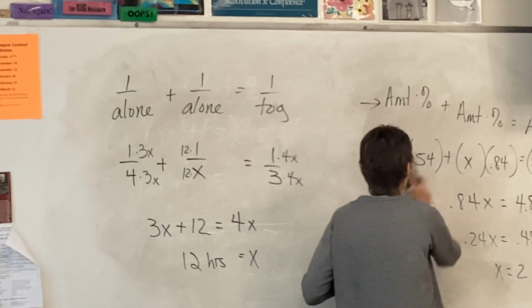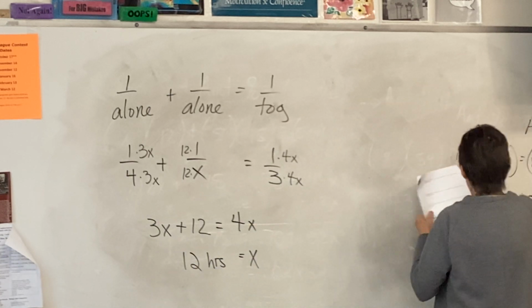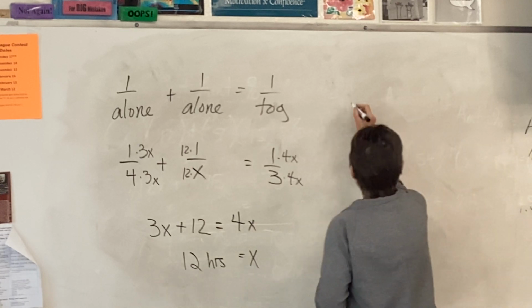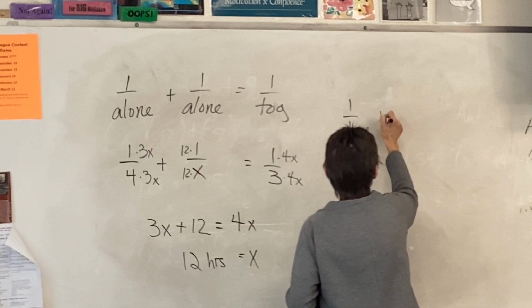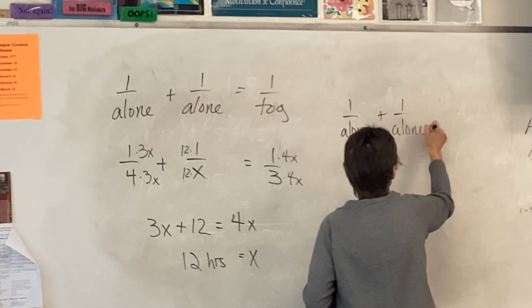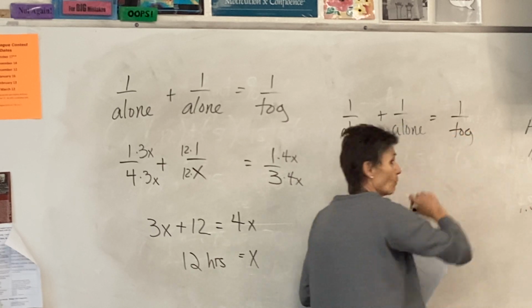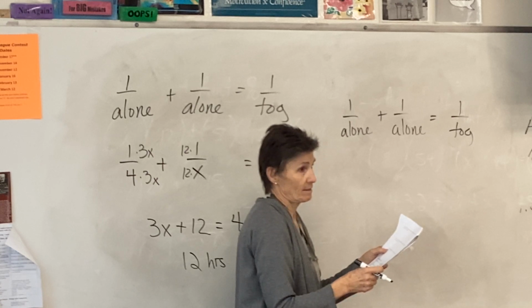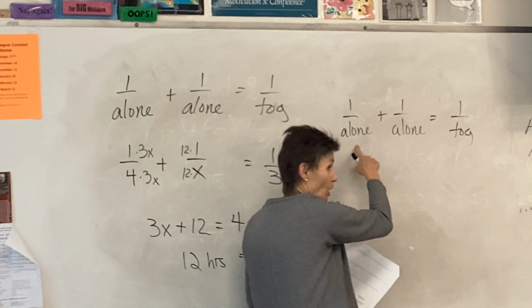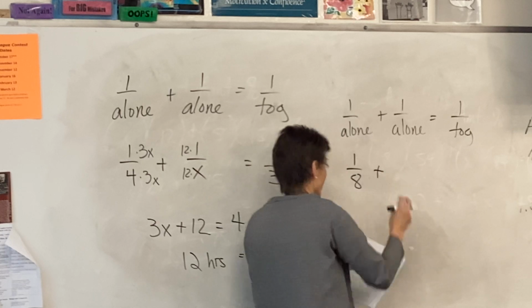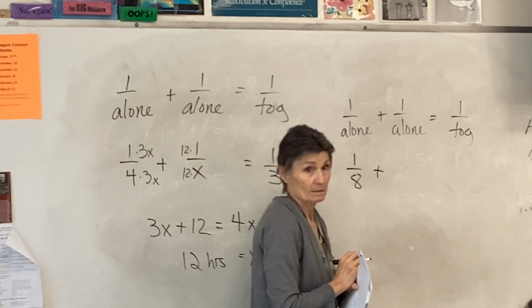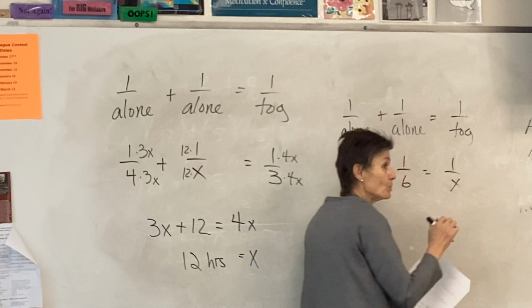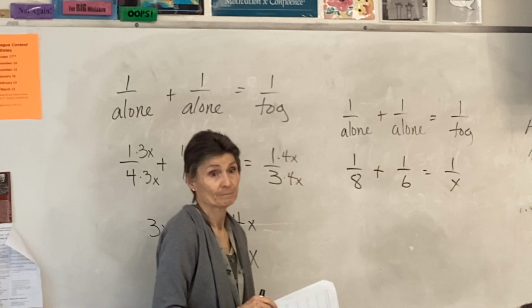All right, one more of those. Grant can paint the football field in 8 hours. Matt can do it in 6. How long does it take them to do it together? So 1 over alone plus 1 over alone equals 1 over together. That's our format. So here we go. What do I do with the 8? That's him alone, right? So 1 over 8. What do I do with the 6? 1 over 6. That's his alone. And then I don't know what their time together is.